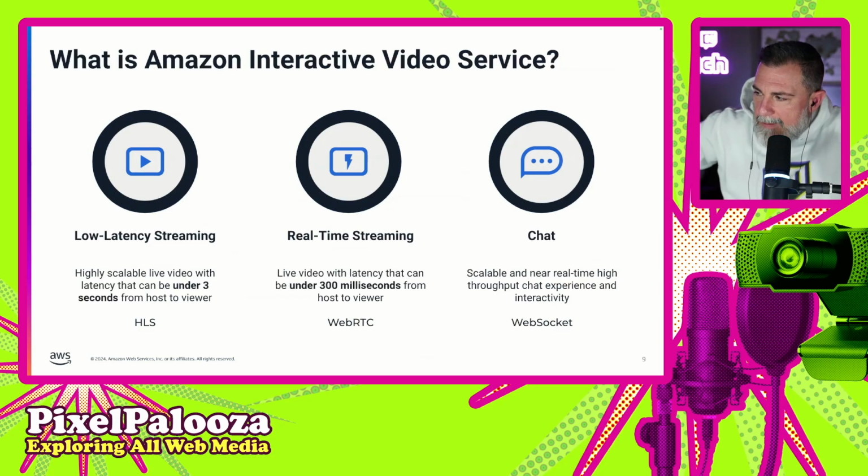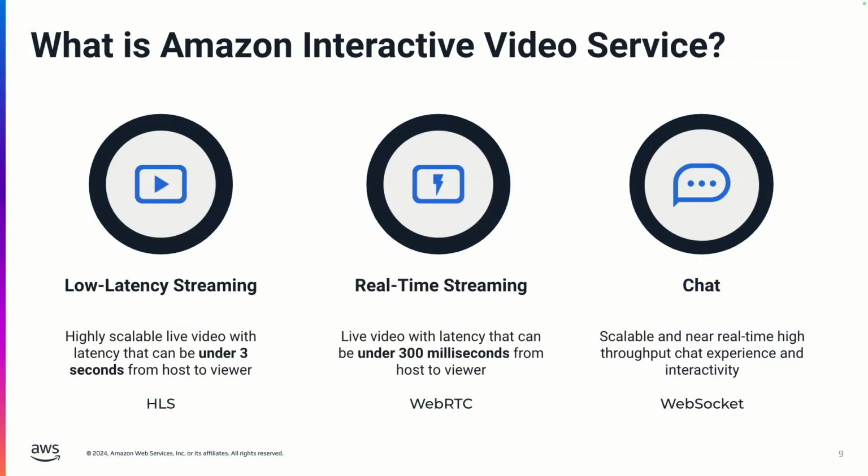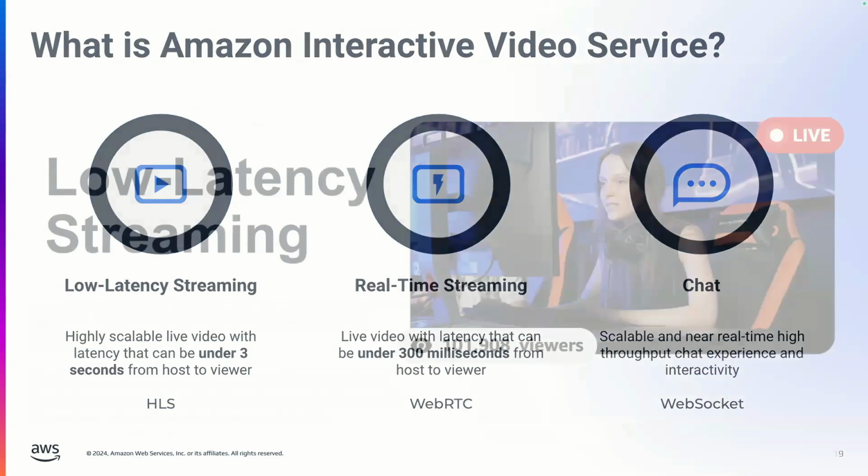So there are essentially 3 different flavors of Amazon IVS. We have 2 of them focused on video, 1 of them focused on chat. The first flavor of IVS is low latency streaming, which allows you to deliver highly scalable video with latency that can be under 3 seconds from host to viewer. We'll learn a little bit more about each one of these as we go through this session today. We also have real-time streaming, and we also have a chat product because, like chocolate and peanut butter, chat and live streams go together very, very nicely.